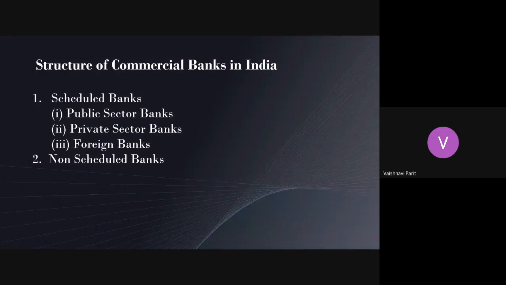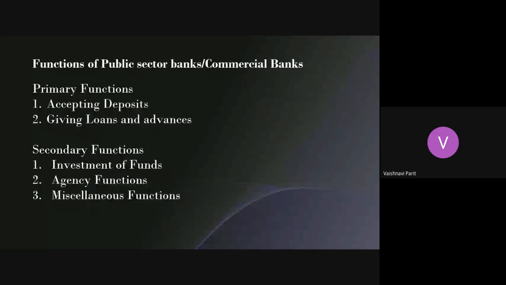Then we went through the functions of public sector banks. The primary functions: accepting deposits, the different kinds of deposits we went through, and giving loans and advances. Then we did the secondary functions, which were investment of funds, other agency functions, miscellaneous functions, helping the government, and helping people with investment activities, such as mutual funds, insurance and many other things. The bank also helps with locker facilities and paying of bills, apart from accepting deposits and giving loans.